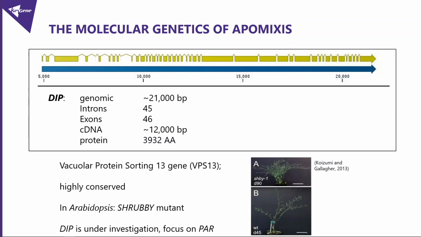So the gene for diplospory we managed to clone is called VPS13. It's a highly conserved gene, and it has also been described in Arabidopsis as the shrubby mutant. It's a huge gene, about 400 amino acids and having 46 exons. And this is currently still under investigation. Amongst others, we work on this with the University of Milan and the group of Lucia Colombo. For now, I would like to focus on the cloning of the PAR gene.